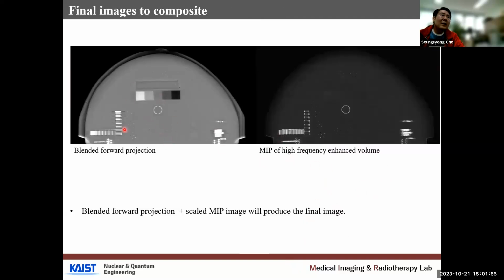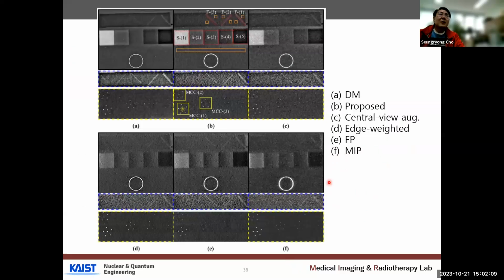Here, this is the forward projection that we have acquired from the physical phantom case. On the right-hand side is the maximum intensity projection of the phantom, and then we combine them. This is the zoom-in image of the region of interest in the phantom. Part A shows the real digital mammogram images, with the contrast patterns, circles, and microcalcification simulating structures. For example, D, E, F are the edge-weighted technique, forward projection only, and maximum intensity projection only. Those are all inferior to this mammography.